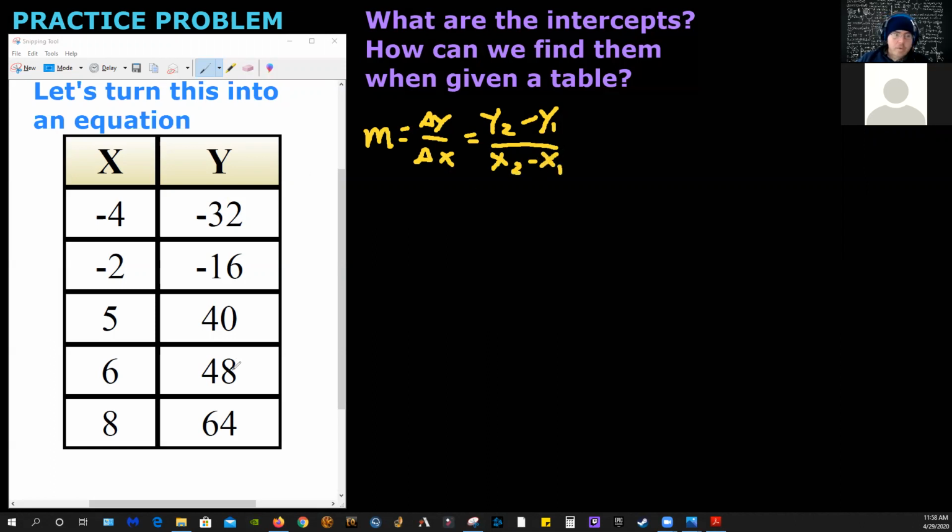And we've got a whole bunch of x's and a whole bunch of y's. I don't really care which, so I am just going to arbitrarily decide to use these two right here. I'm going to designate that this 40 is going to be my y1, and this 48 is going to be my y2. And it makes this 5 my x1, and this 6 my x2. So y2 is 48. y1 is 40.